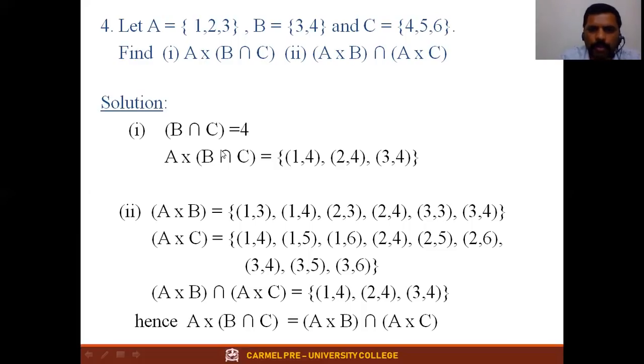Next, what is the other element here in the bracket? A cross C. Take A cross C. This is A, {1, 2, 3}. What is C? {4, 5, 6}. Again, if you take out like this, it is (1, 4), (1, 5), (1, 6). That is one. Next, start with 2: (2, 4), (2, 5), (2, 6). Next, start with 3: (3, 4), (3, 5), (3, 6).